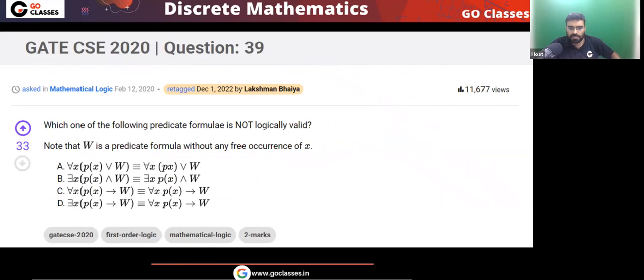What is the answer here? You can solve this question now very easily. This is the predicate formula. So this is null quantifier. So this is correct. What about the second one? The second one is also correct. We have already proved it. What about the third one?